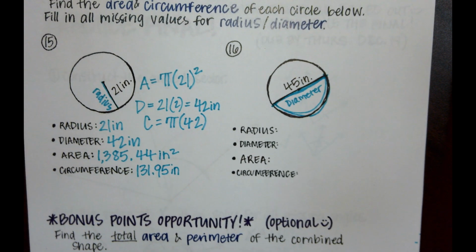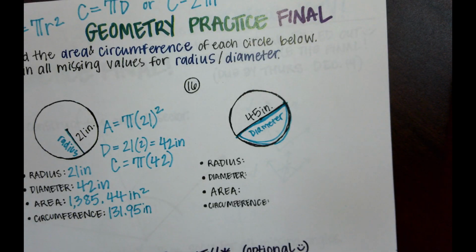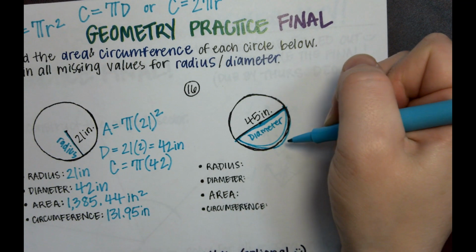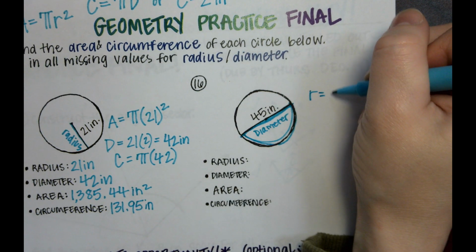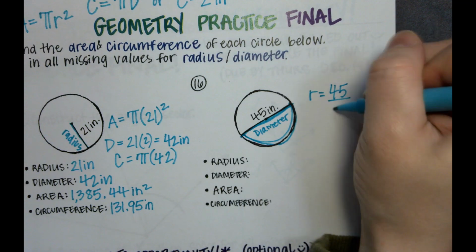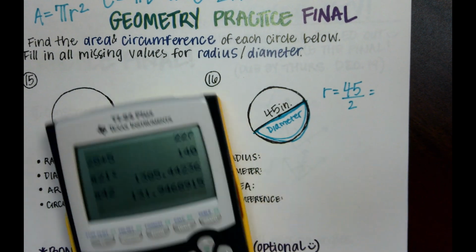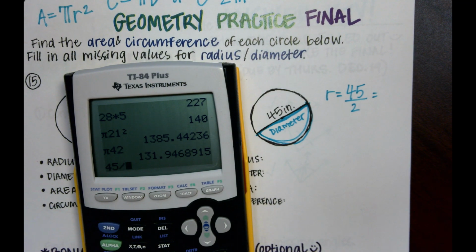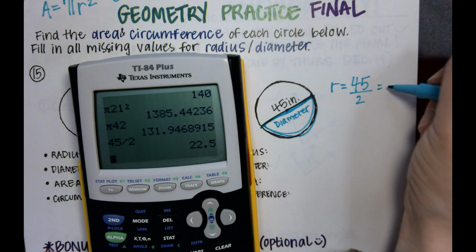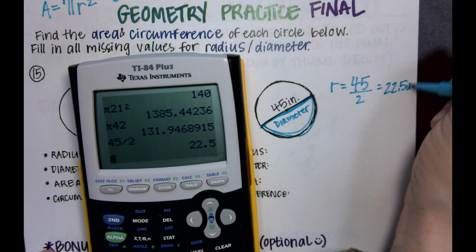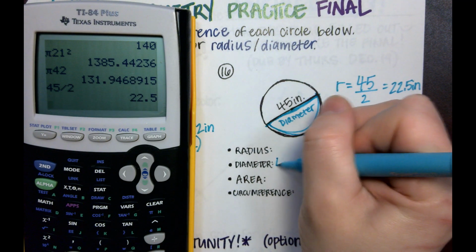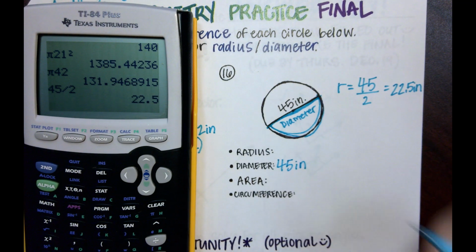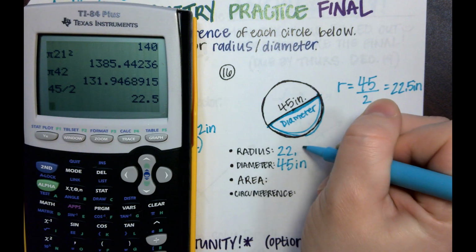Now for this one, we have to find radius. Yes, we do. So, in order to find the radius, you just do diameter divided by 2. Perfect. So radius equals 45 divided by 2. Our diameter's given, I'll fill that in, 45 inches. And what did you get for the radius? 22.5. Perfect, 22.5.